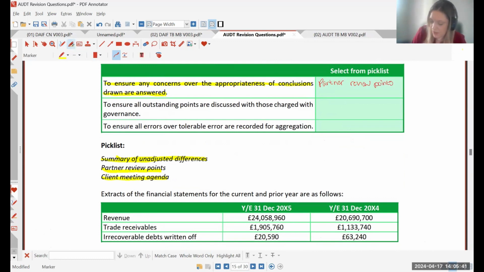Okay. And our second one we have here then is to ensure all outstanding points are discussed with those charged with governance. Okay, so we need to make sure that all those outstanding points, all the things that haven't been confirmed, where conclusions haven't been reached, we need to make sure that they're all discussed, right? So that's going to be in the final meeting that's held with the company directors. And in that meeting, they will be discussing any outstanding evidence that's needed, any potential adjustments that are required. All of those things must be discussed in this meeting so that a final conclusion can be drawn. So to ensure that that happens, we need to have a client meeting agenda.